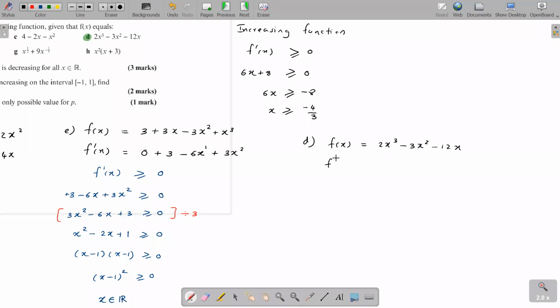f dash x. When you differentiate, 2x cubed differentiation is 6x square, minus 3x square differentiation is 6x, minus 12 into x differentiation is 1. Is that okay? 6x square, 3 times 2, 6x to the power 1, minus 12. So then for the increasing function, what's the requirement? Your f dash x must be greater than or equal to 0. So f dash x is 6x square minus 6x minus 12 is greater than or equal to 0. Is that okay?